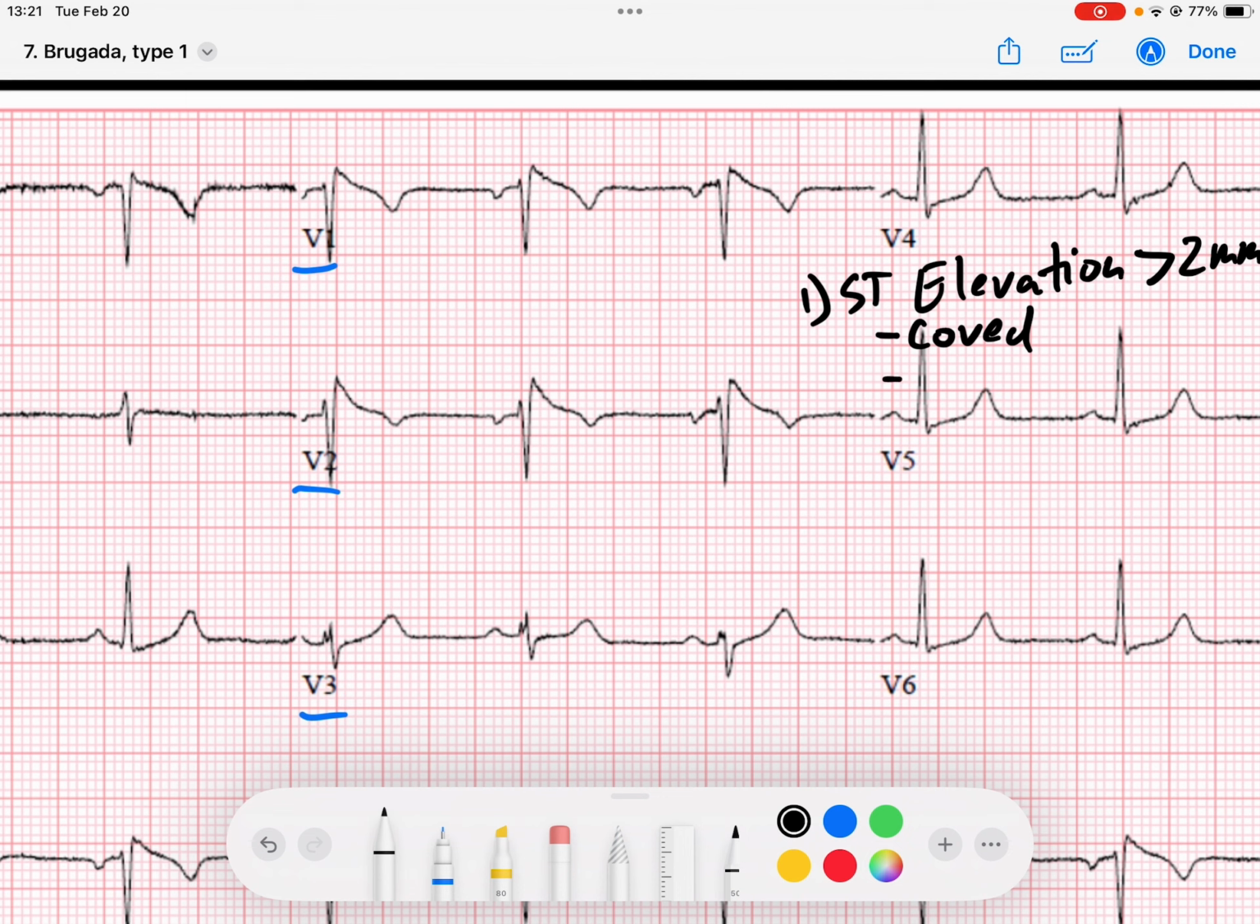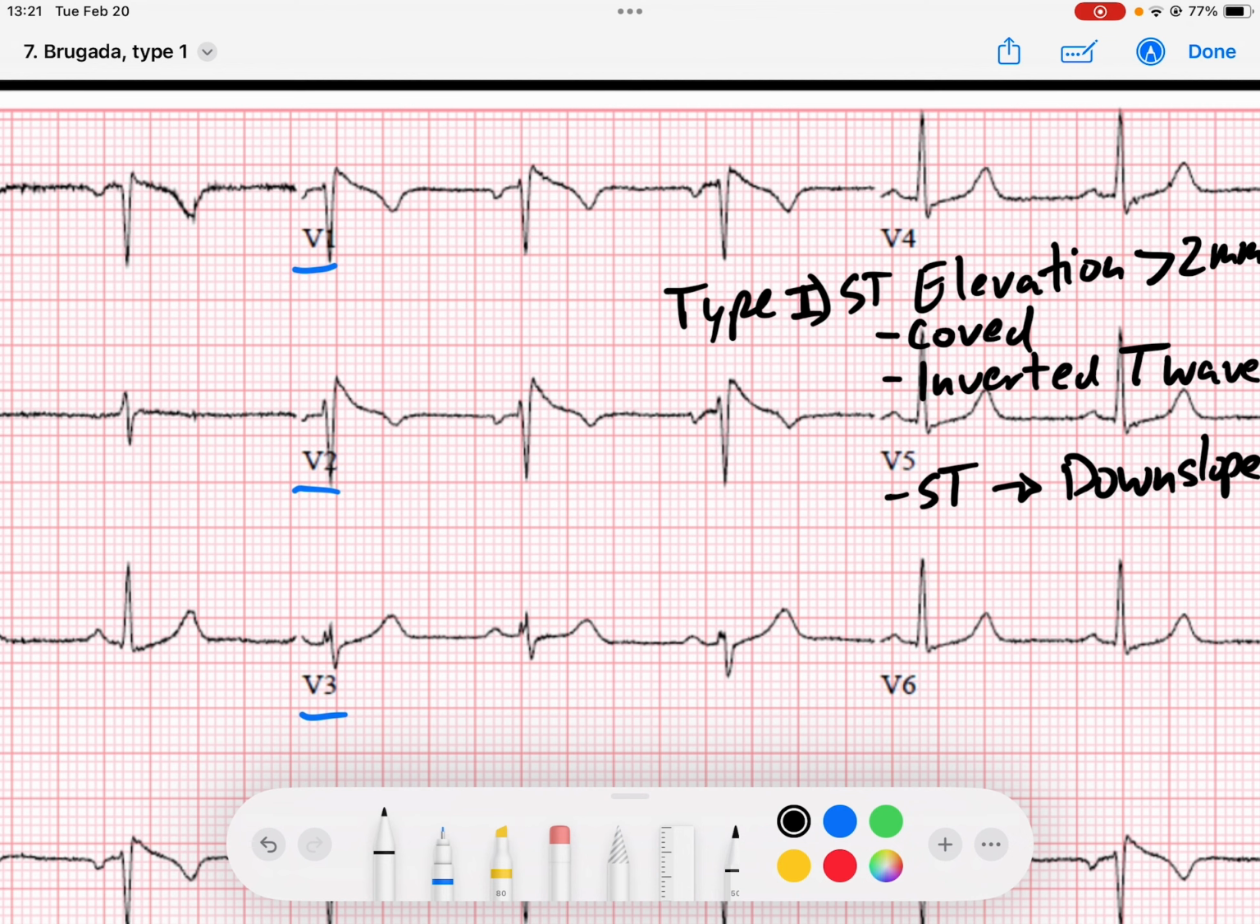And there will also be an inverted T wave associated with that coved ST segment elevation. And usually the ST segment itself will be downsloped. Okay? So those are, to start, some initial findings that you'll see in this type 1. We'll say this is our type 1 Brugada findings.